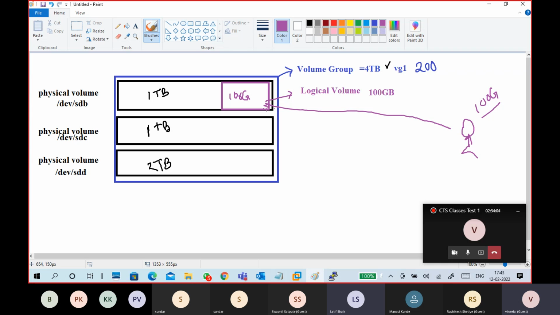Now I want to create a logical volume. My logical volume is LV1. I want to create something maybe 2 GB. I'll create a logical volume of size 2 GB.